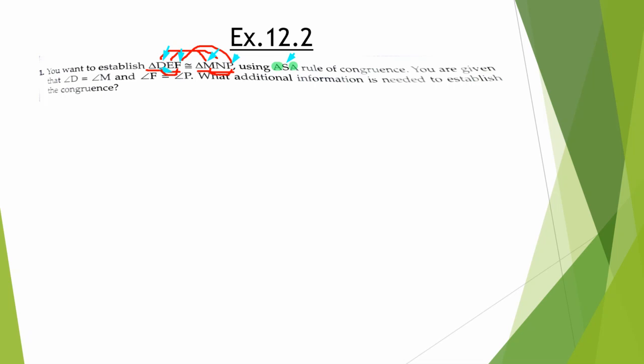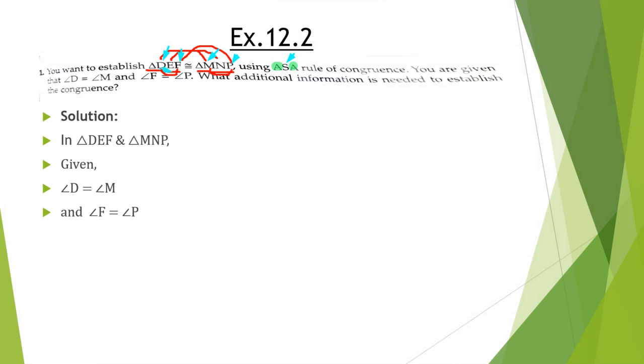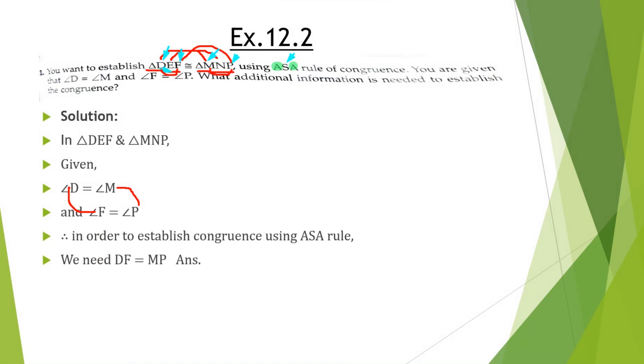So let us write this in steps. So let us write our solution in triangle DEF and triangle MNP. What is given? Angle D equal to angle M and angle F equal to angle P. Now we are joining these two letters. So D and F, if we join, we get DF, and M and P we join, so we get MP. So the side DF should be equal to side MP. So in order to establish congruence using ASA rule, we need DF equal to MP. So that is the answer.